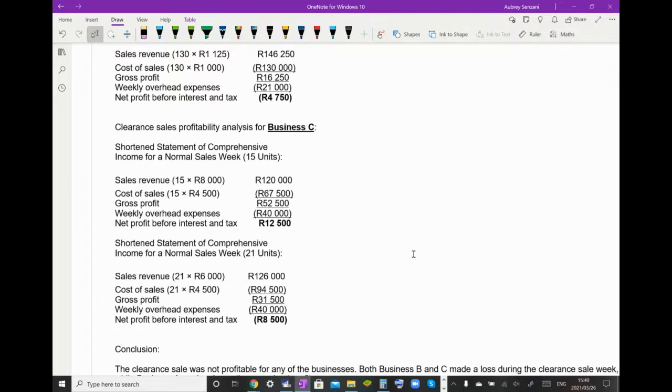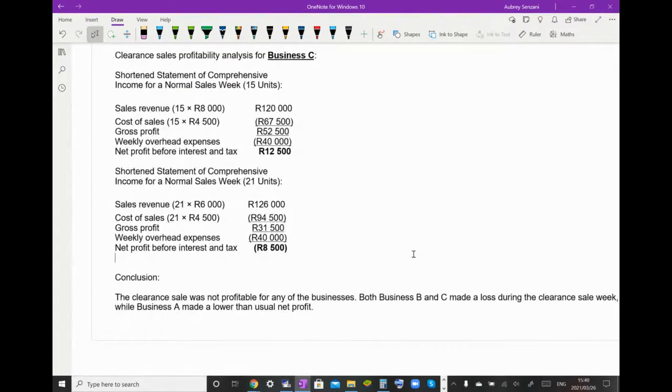Right. So what's the conclusion there? The clearance sale was not profitable for any of the businesses. Business B and business C made a loss during the clearance sale week, while business A made a lower than usual net profit. Okay, wait, for some reason I saw there was a profit, my bad. So one thing I just want to throw out at you guys, yes, business A made less of a profit. Business B and C were the ones that made a loss.